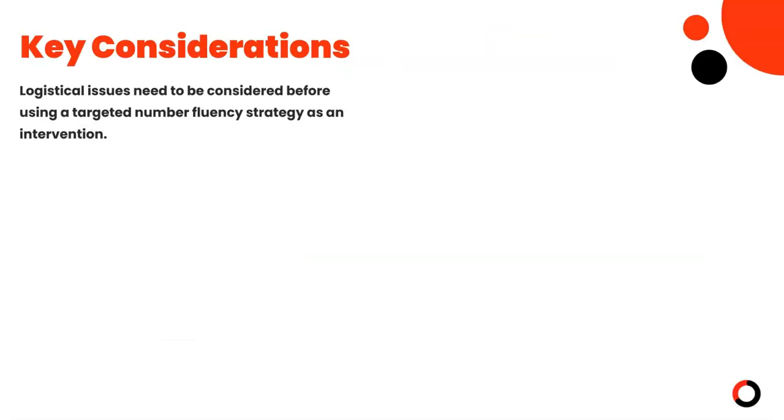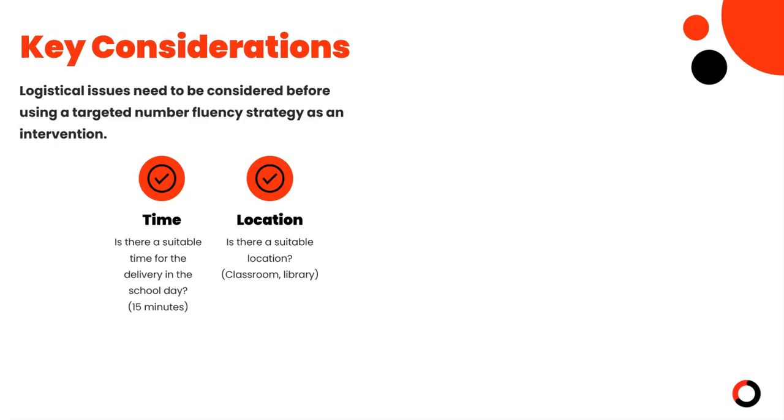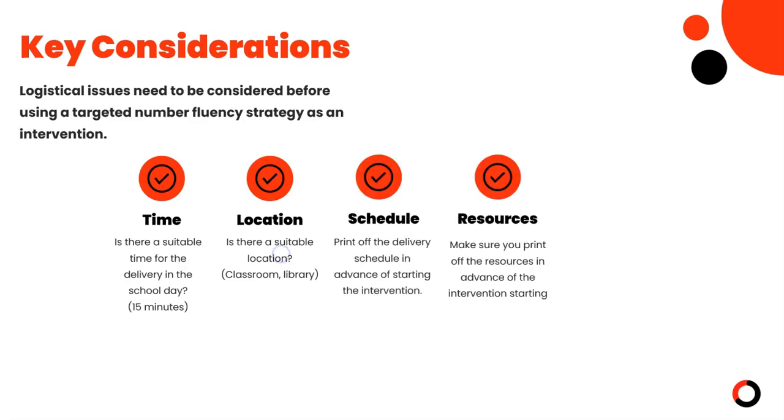So key considerations. Logistical issues need to be considered before using a targeted number fluency strategy as an intervention. So time, is there a suitable time for the delivery in the school day? Is there a suitable location? The schedule, make sure this is printed off in advance of the intervention, and then the resources as well. Just these do need to be printed off.